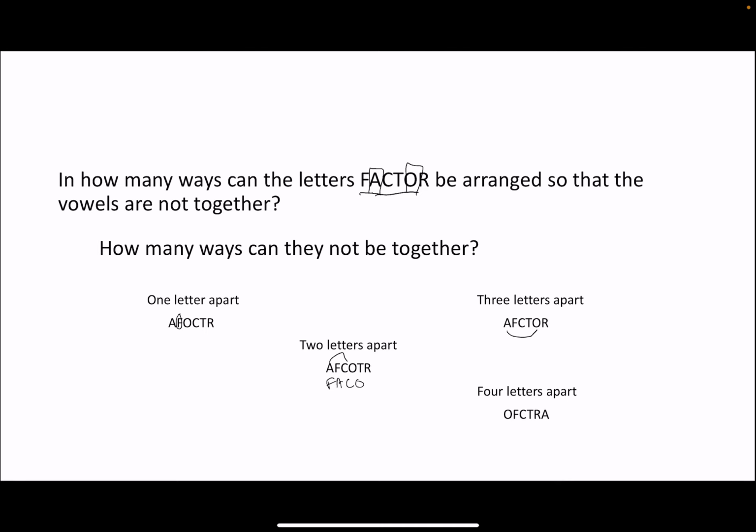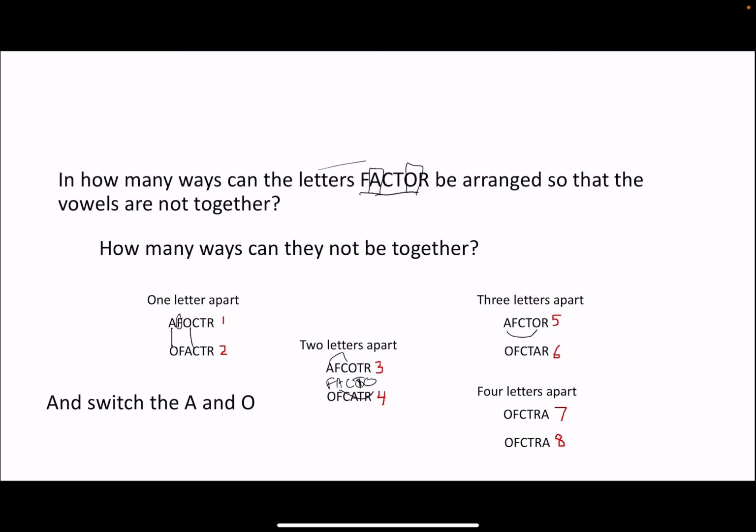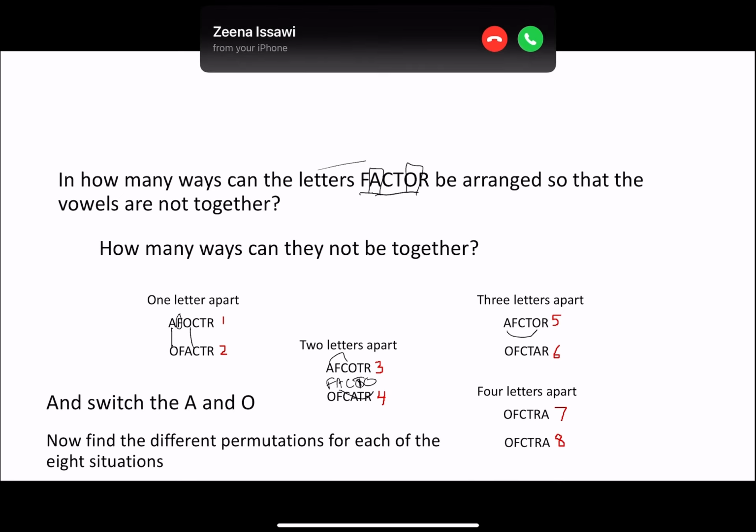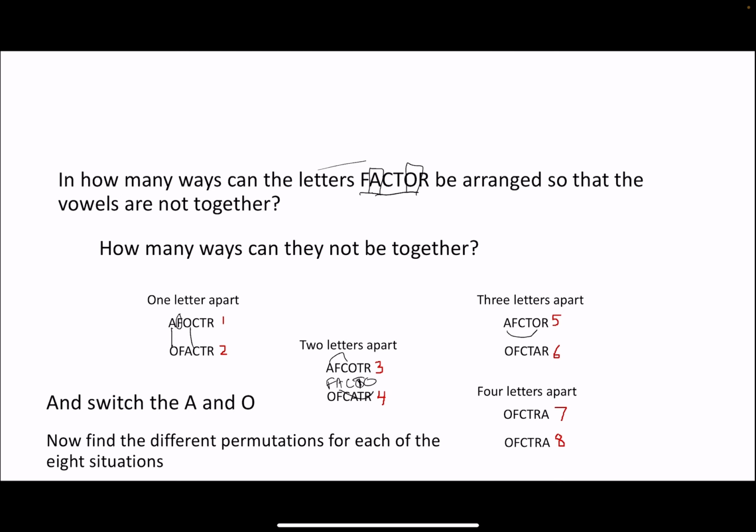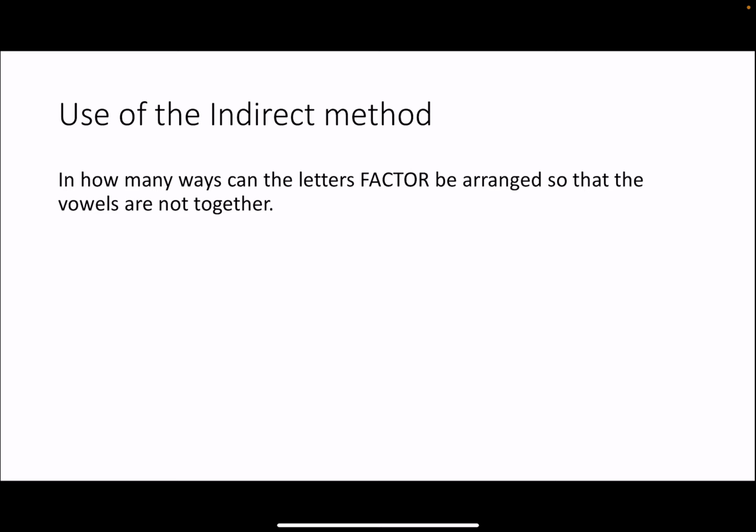Oh, that's not 2 letters apart. T, O. Could be 2 letters apart over here as well. 4 letters apart. Then switch the A's and the O's, right? Because we had A there, O there, etc. And we have 8. Now we have to find the different permutations for each of these 8 situations. That's not fun. So what's more fun is to use the indirect method. Or not fun, but easier.